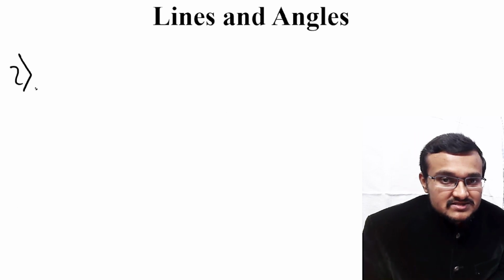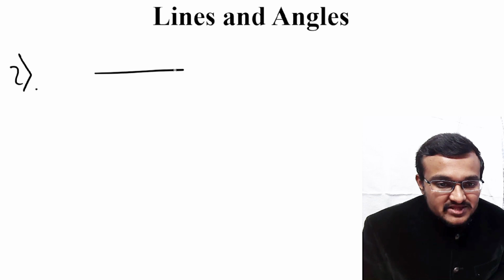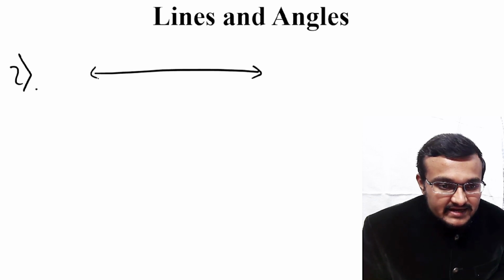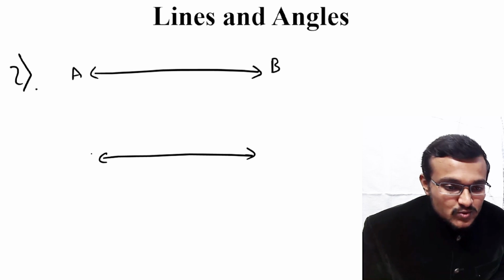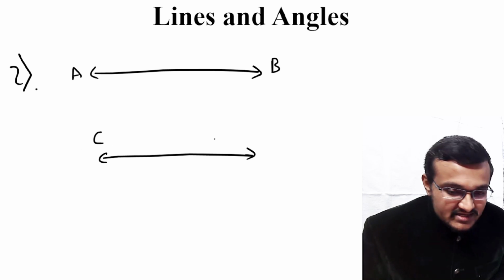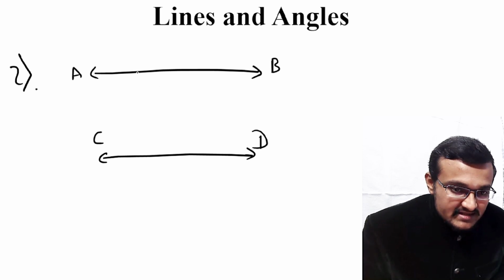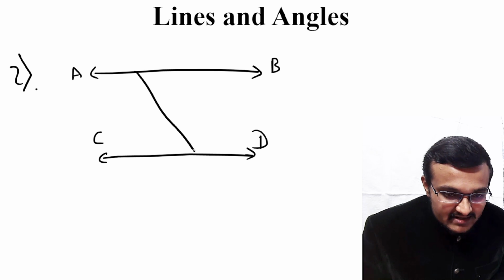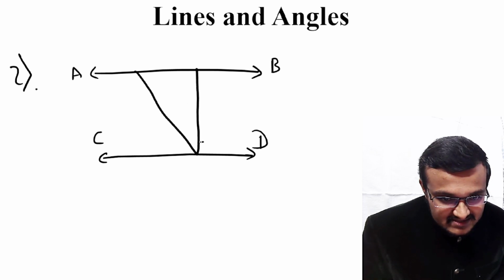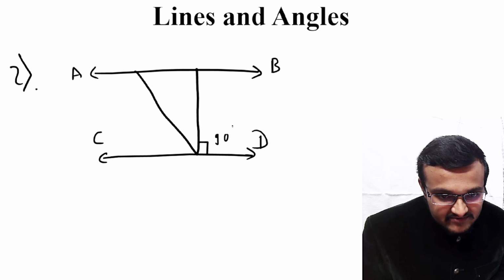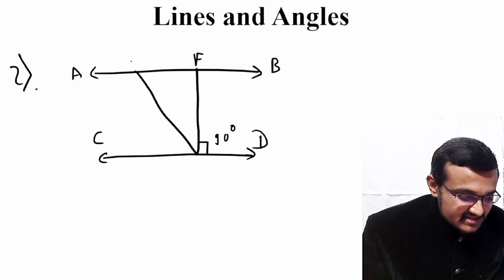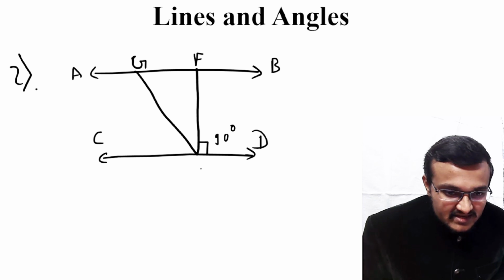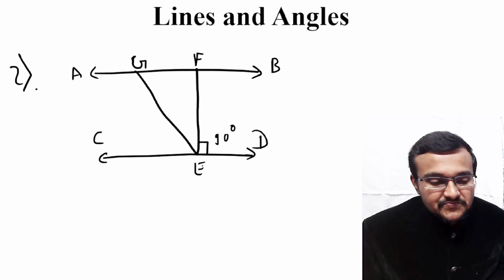Now we will look into the second question. In the second question also they have given one particular diagram. So there are two different lines which are parallel to each other. One is AB and the second one is CD, and there is one particular triangle drawn over here. So this angle is 90 degrees, which they have given here, and this point is F, this point is G, and this point is E.